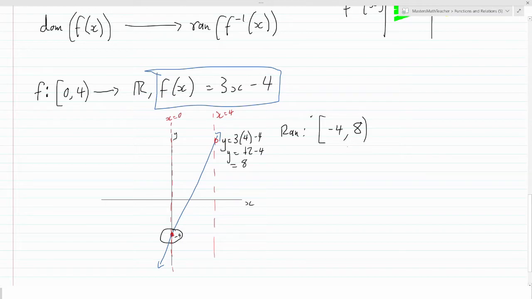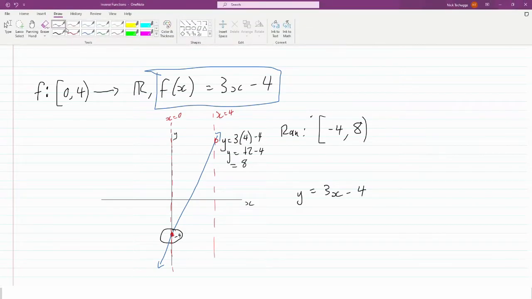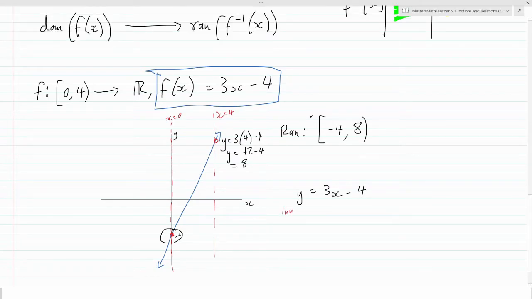All right, so now let's try find the inverse function. So our original function is y equals 3x take 4. For the inverse here, we switch our x and y. So we've got x equals 3y take 4. Then we have to solve this so that we can graph. So we plus 4, x plus 4 equals 3y, and then we divide each term by 3.